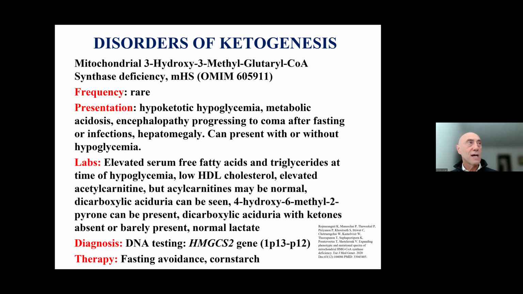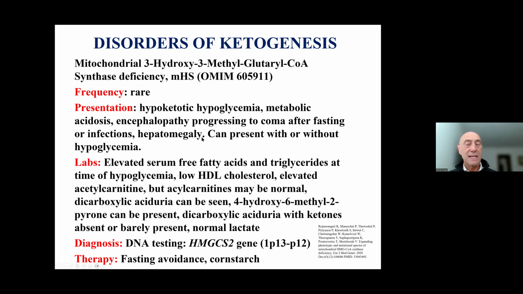Now, how do disorders of ketogenesis present? Let's look at the first one. The first one is the mitochondrial 3-hydroxy-3-methylglutaryl-CoA synthase deficiency. It is extremely rare, even though probably it is very undetected. What I mean is that many of these patients have very few diagnostic metabolites unless they are stressed, so they can be missed by metabolic testing unless you obtain a sample during the acute attack. How do they present? They present with hypoketotic hypoglycemia, metabolic acidosis, encephalopathy that can progress to coma after fasting or infection, hepatomegaly. They can present with or without hypoglycemia.